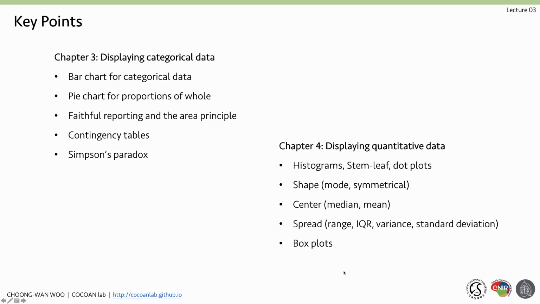Okay. So we learned about visualization, bar chart and pie chart, the area principle and contingency table. And we learned marginal distribution and Simpson's paradox. We also learned histograms, stem-and-leaf, dot plots, and shapes: unimodal, bimodal, multimodal, uniform, symmetric or skewed. And center, median and mean, and spread: range, IQR, variance, standard deviation, and box plots.